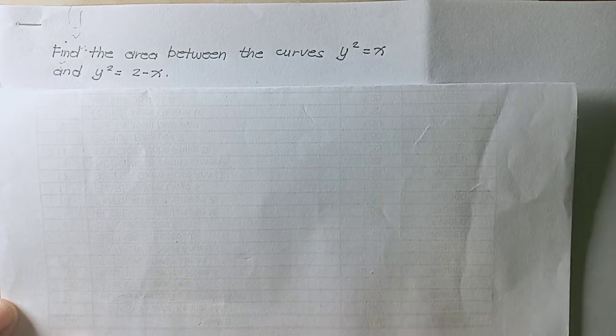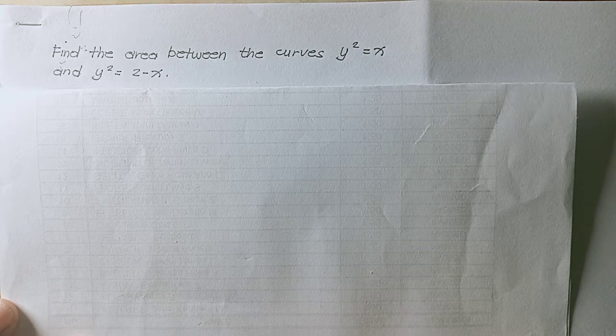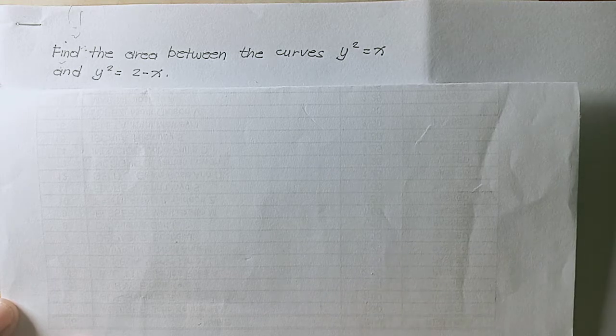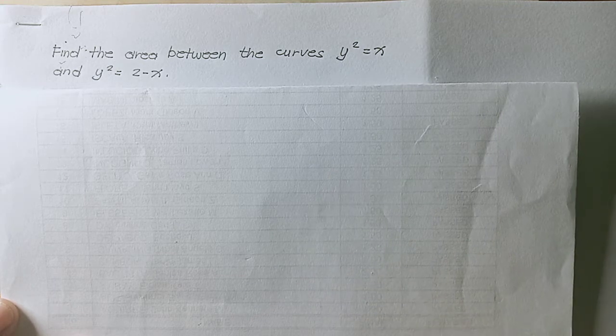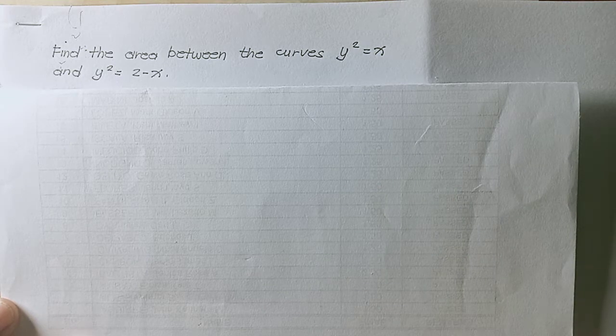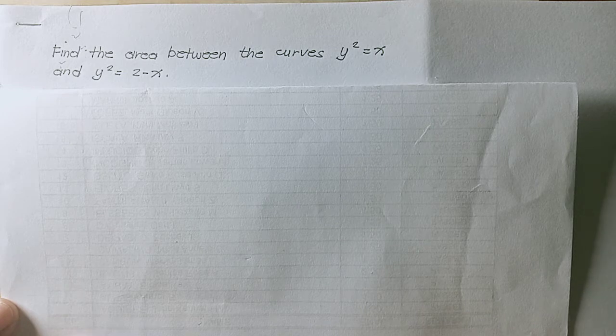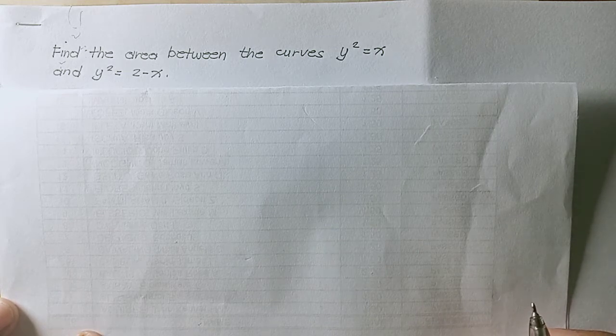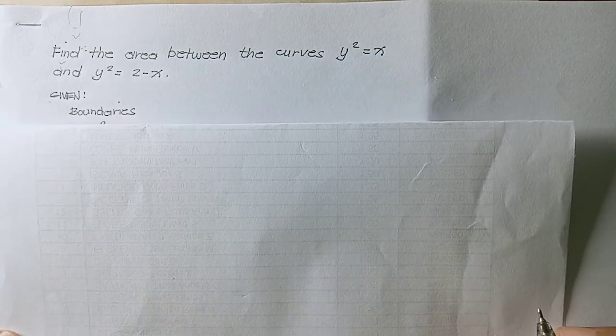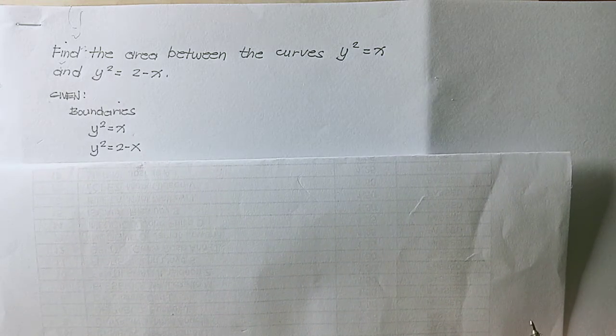Hello everyone. We will try to solve for the area, if there is an area, to be enclosed by only two boundaries. One is the square of y is equal to x. The other, the square of y is equal to 2 minus x. And of course, our given will be the two boundaries.